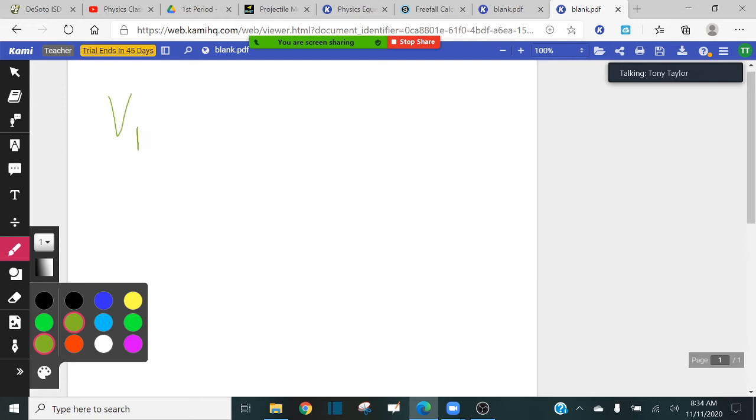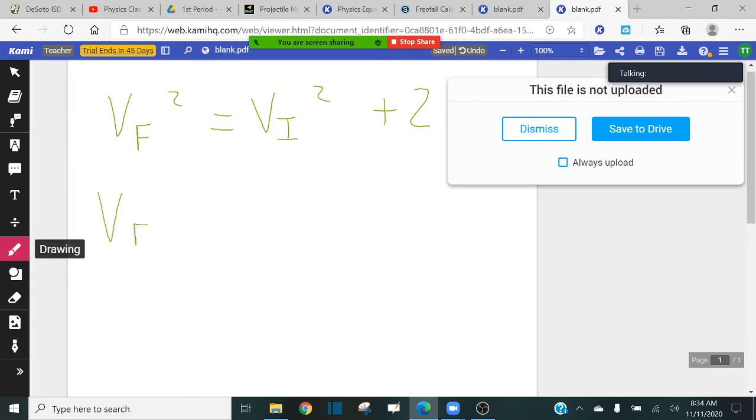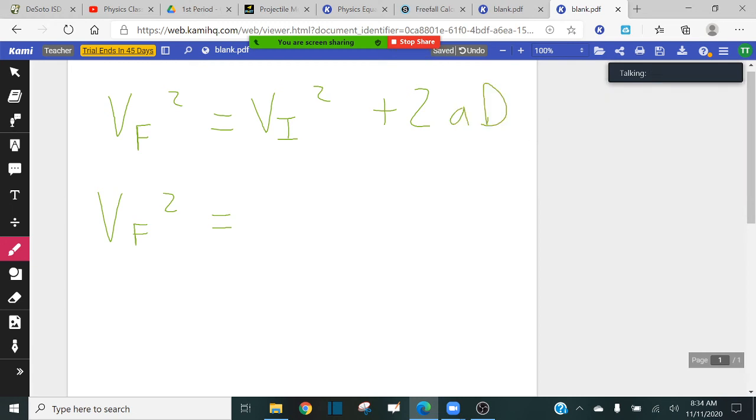So final velocity squared is equal to initial velocity squared plus 2 times acceleration times displacement. Remember, the initial velocity is 0, so obviously 0 squared is just 0. Guys, I'm going to put everything here in parentheses.